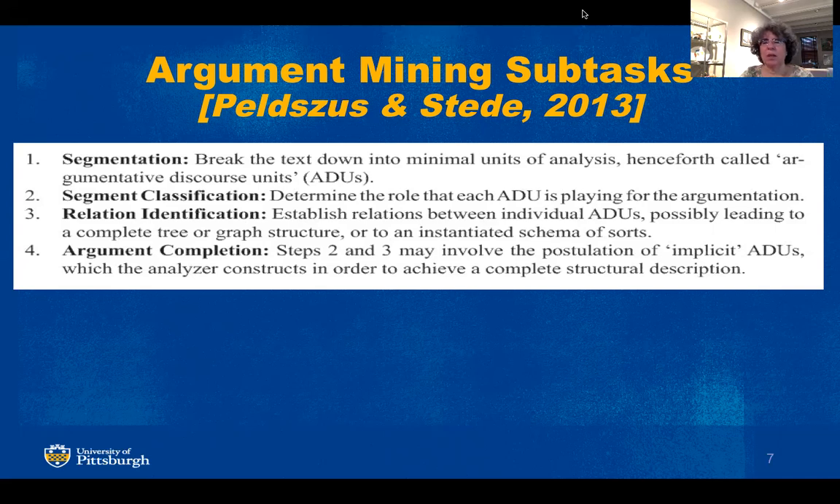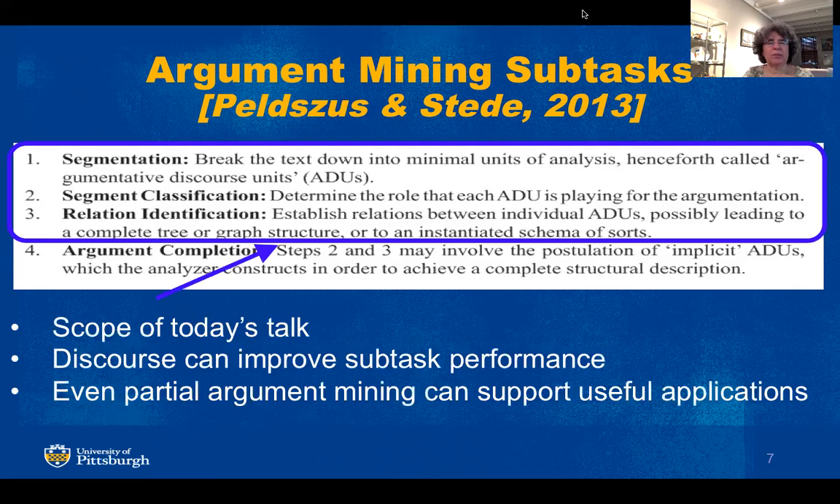Is the segment making a claim? Is it providing evidence for the claim? Once we have the ADUs labeled with respect to their roles, the next step would be to identify relationships between the ADUs. For example, is a claim supporting or attacking another claim? And a final step is to go beyond what's literally in the input, sort of the argument discourse analysis that you can get from the explicit text, to bringing in inference and other types of information such as common sense knowledge to further complete the argument.